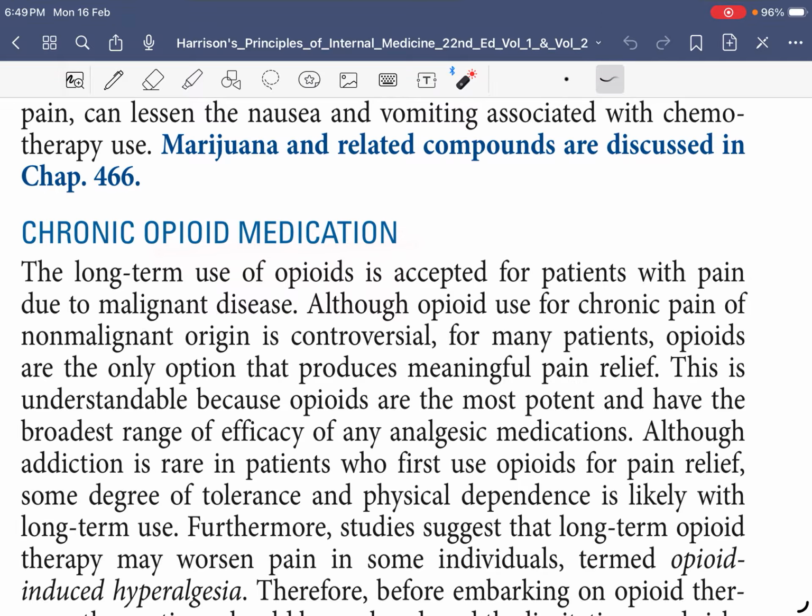Chronic opioid medication. The long-term use of opioids is accepted for patients with pain due to malignant disease. Although opioid use for chronic pain of non-malignant origin is controversial, for many patients, opioids are the only option that produces meaningful pain relief. This is understandable because opioids are the most potent and have the broadest range of efficacy of any analgesic medication. Although addiction is rare in patients who first use opioids for pain relief, some degree of tolerance and physical dependence is likely with long-term use.